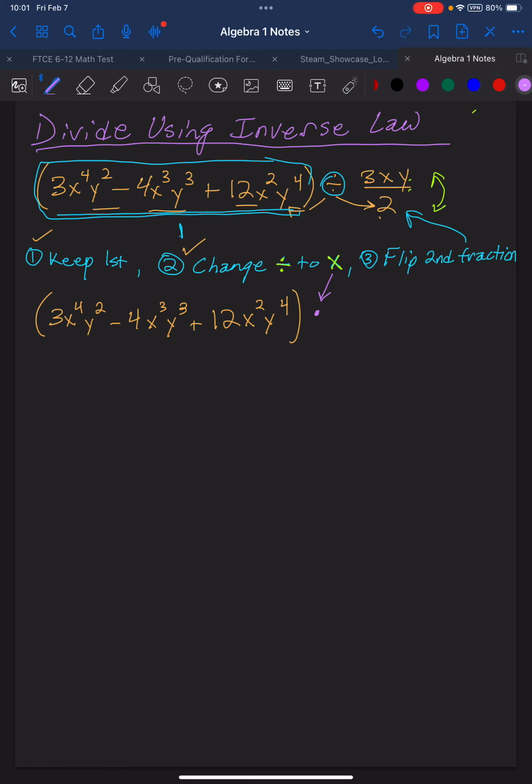Last step. We got to flip our fraction. Our fraction is this, 3xy over 2. So now we're going to have 2 over 3xy.